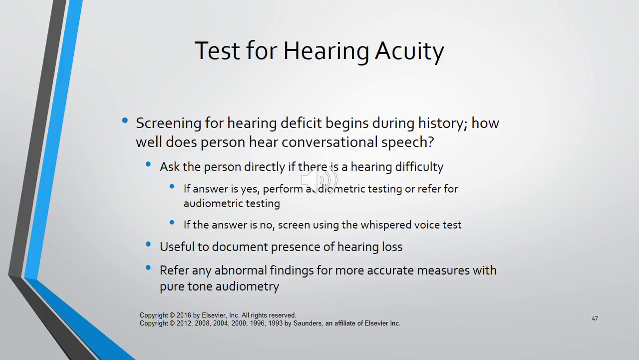Next, you want to test for hearing acuity. So, some of that screening begins during history just by figuring out how well they hear speech. You can ask your client directly if they have difficulty hearing. If the answer is yes, then there is certain audiometric testing, or you could refer them for a more specific hearing screen. If the answer is no, then you would use a whispered voice test.